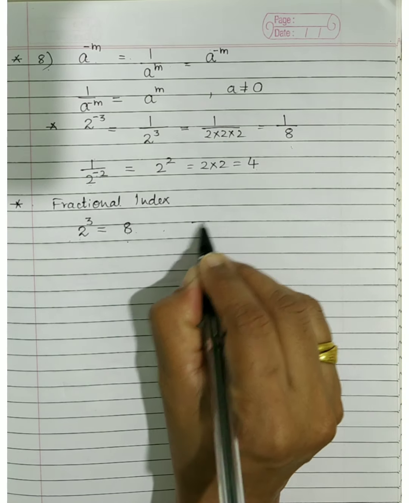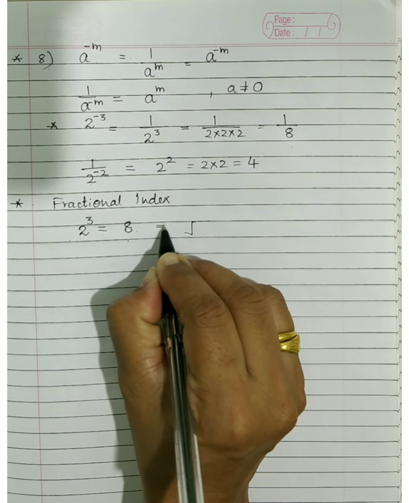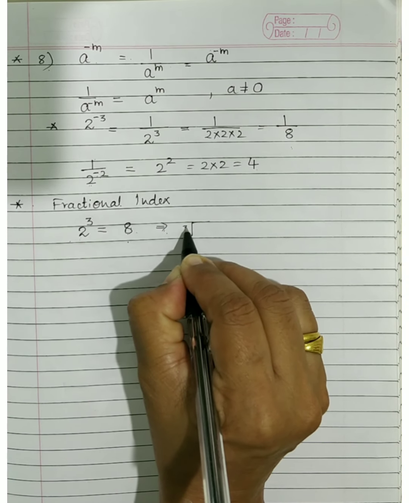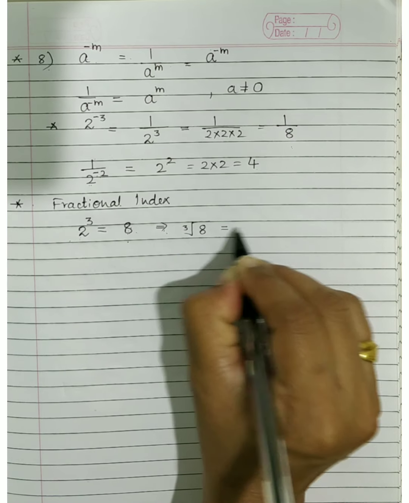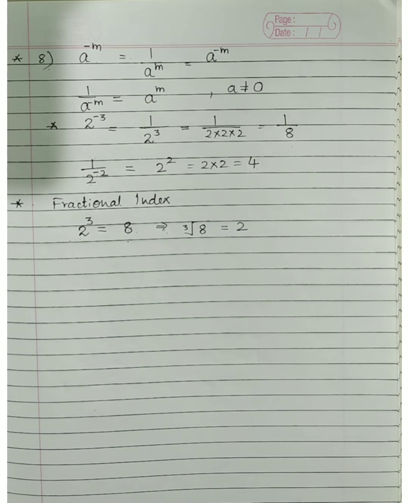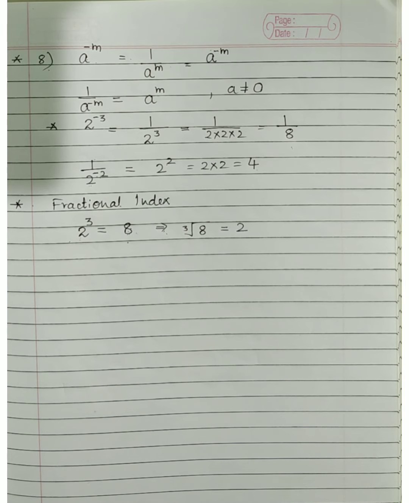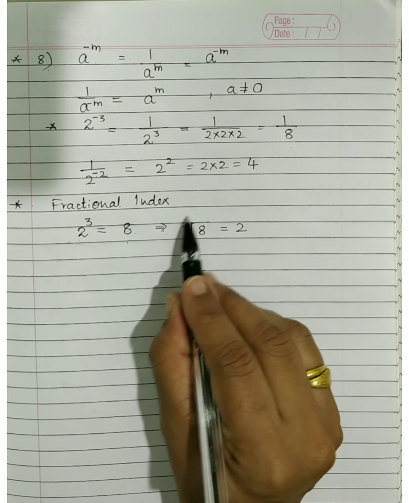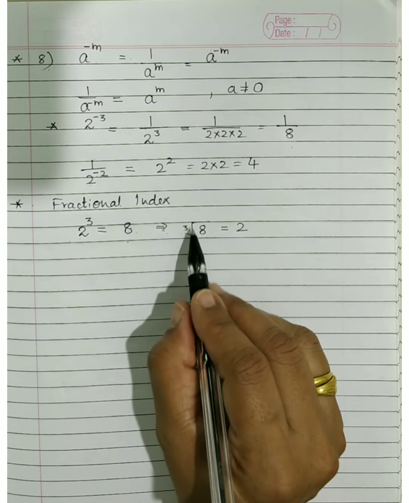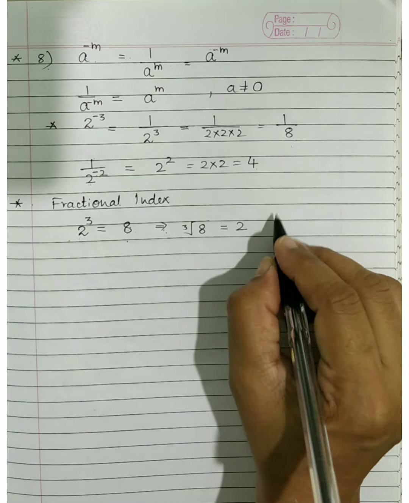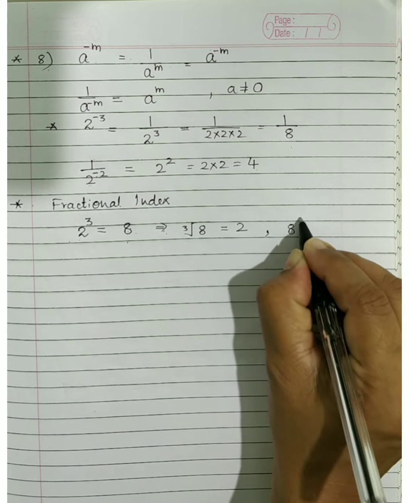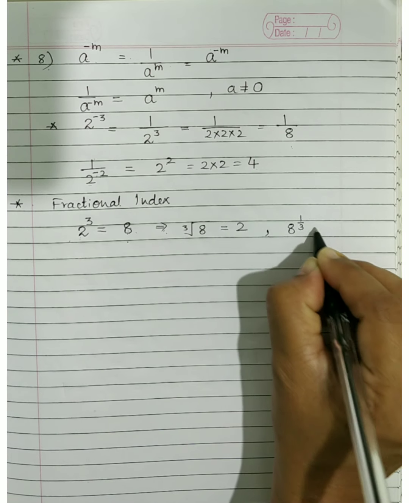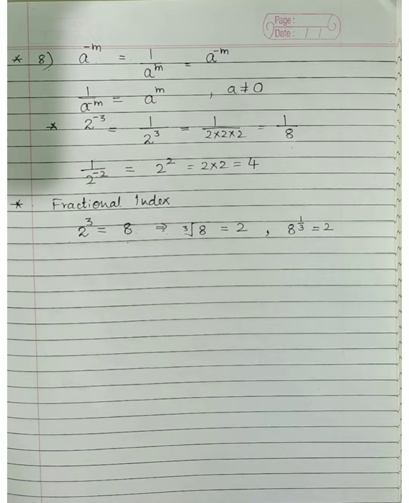Correct? You also write it in the other way. How do you write the index here? Cube root of 8 is 2. Both ways it can be written. Okay. Now, how do we express this part? This part also can be written as 8 raised to 1 upon 3 is 2.